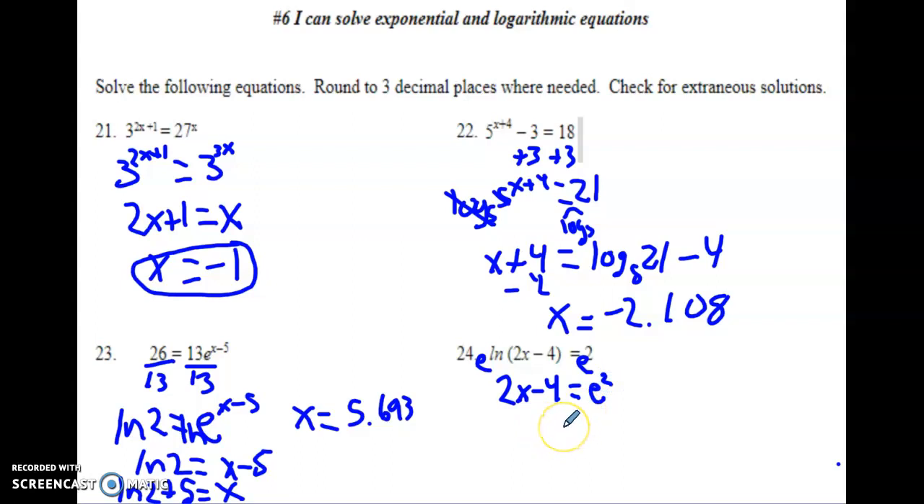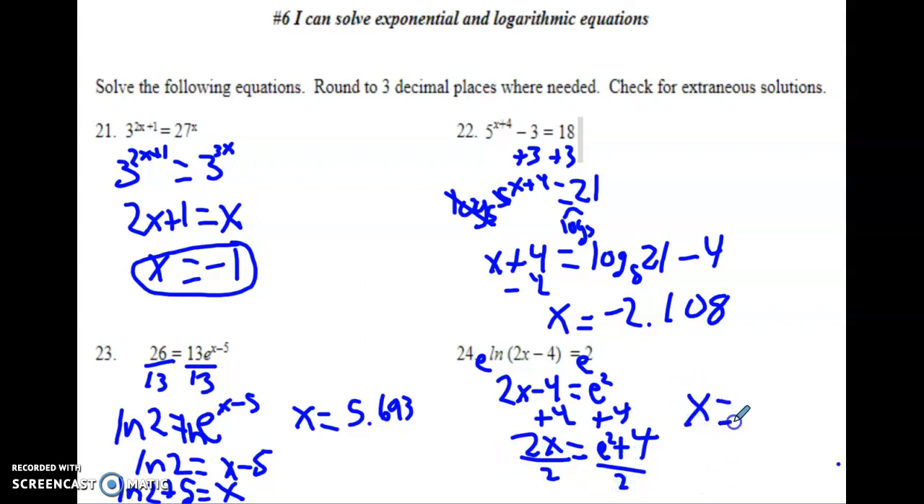Now this looks similar to other problems that you should know how to solve. I'm going to add a 4 to both sides, and then I get 2x equals e squared plus 4, and then I divide everything by 2. And then you just grab a calculator and see what that gives you.